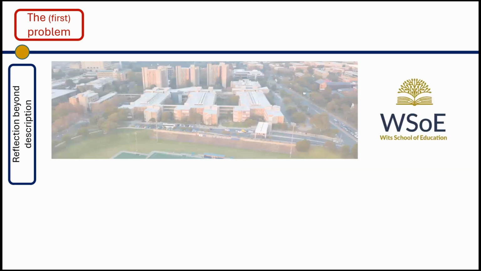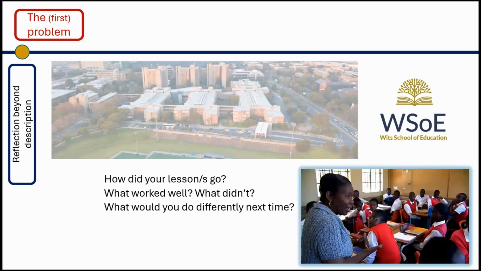So at the Wits School of Education, just to give you some context, to help students write these reflections when they are on school-based practicum, we gave them these prompts. How did your lesson or lessons go? What worked well? What didn't work well? What would you do differently next time?